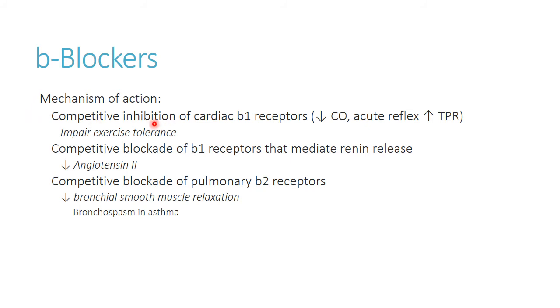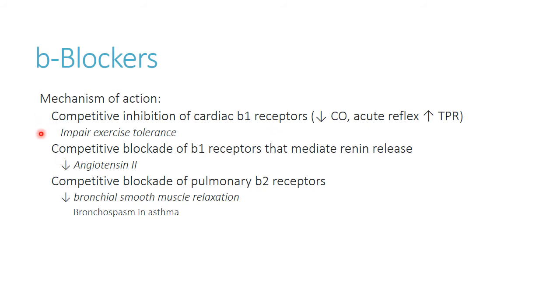Block the beta receptors, absolutely. So we're going to cause competitive inhibition, not only of our cardiac beta-1 receptors. This is going to cause cardiac output to go down. Should see a reflex increase in TPR, but you can also end up seeing some effects on the beta-2 receptors as well. Usually beta-2 effects on the vascular smooth muscle is what? Usually vasodilatory. If I block that, you may see some increase in TPR as well because of that effect. We'll look at selectivity of our beta blockers in just a few minutes, but this is why you can see things like impaired exercise tolerance, right?